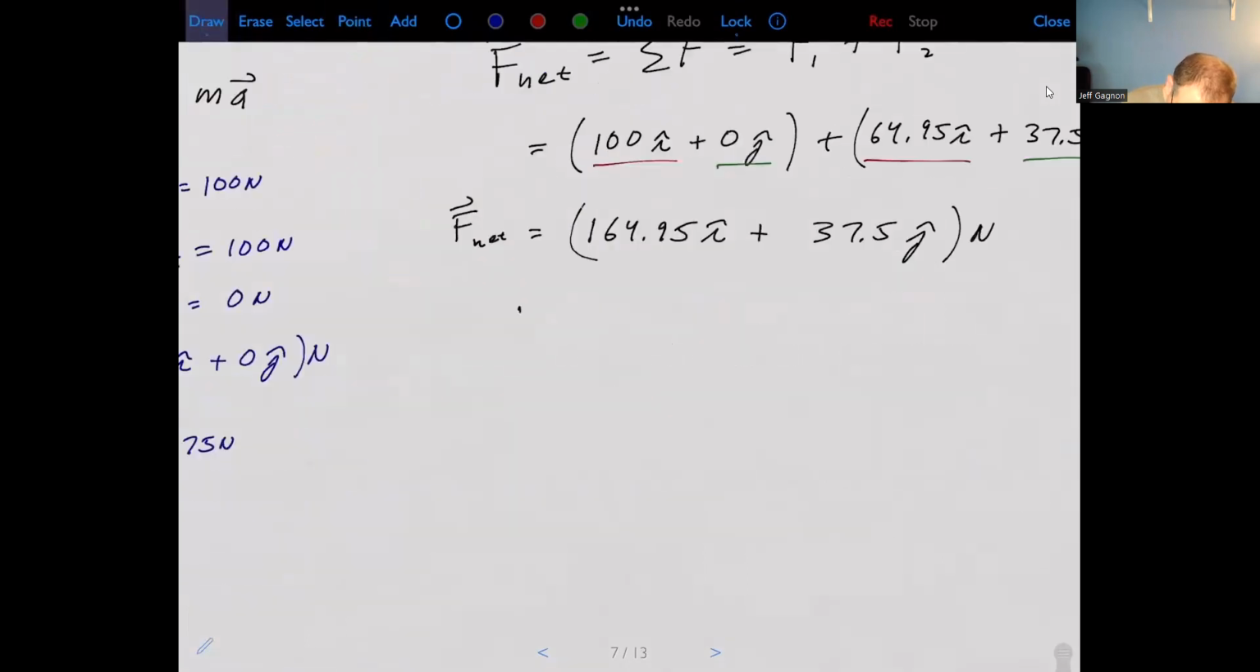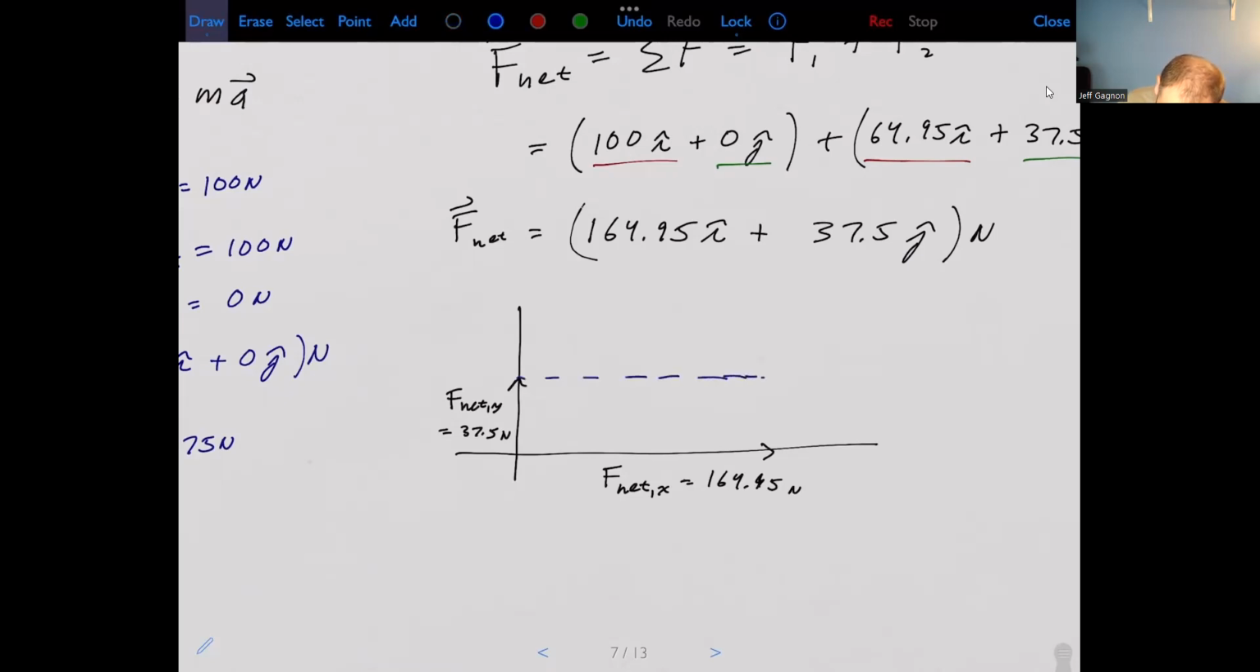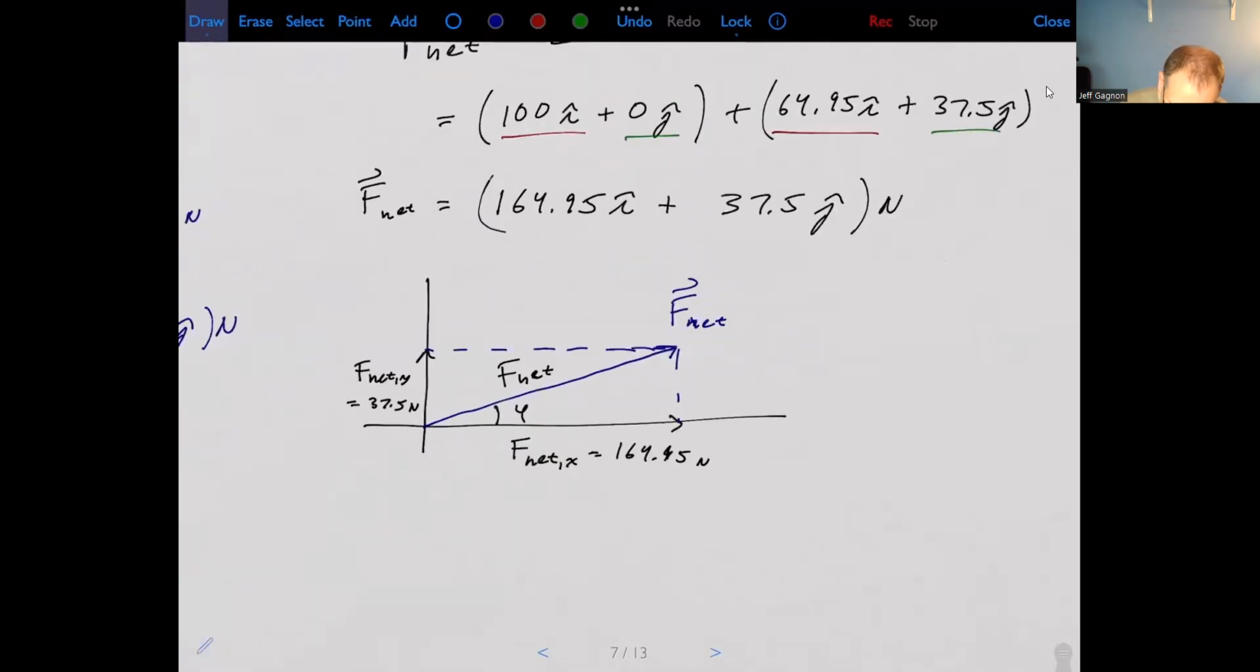So if I draw this out, I know the x component is, so this is F net x is 164.95. And this would be F net y, which is 37.5 newtons. So the actual vector must be this vector right in the first quadrant. If it has those two components, it must be this vector. That's F net. And we want to find the magnitude, the length of the hypotenuse, and the direction, called phi. Well, again, we know how to do all this. We've done so many problems with vectors, right? We're basically writing the vector, which we have in component form right here, in polar form, right? We're going to give a magnitude and direction.